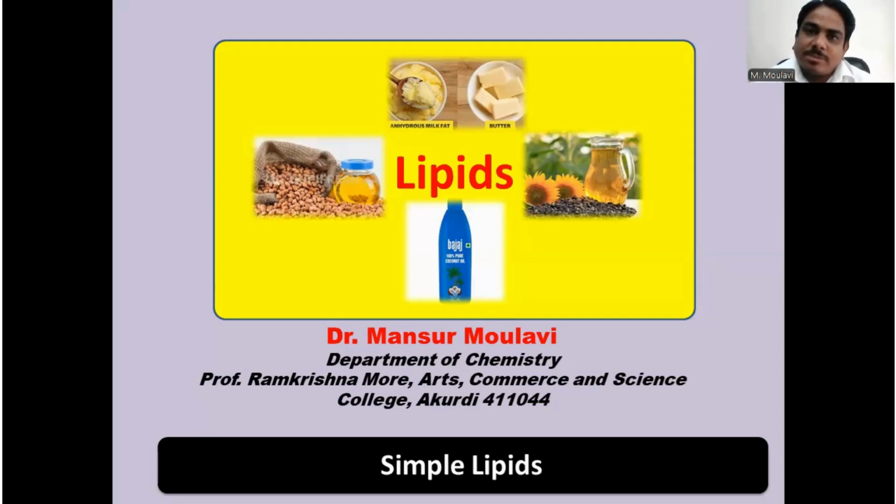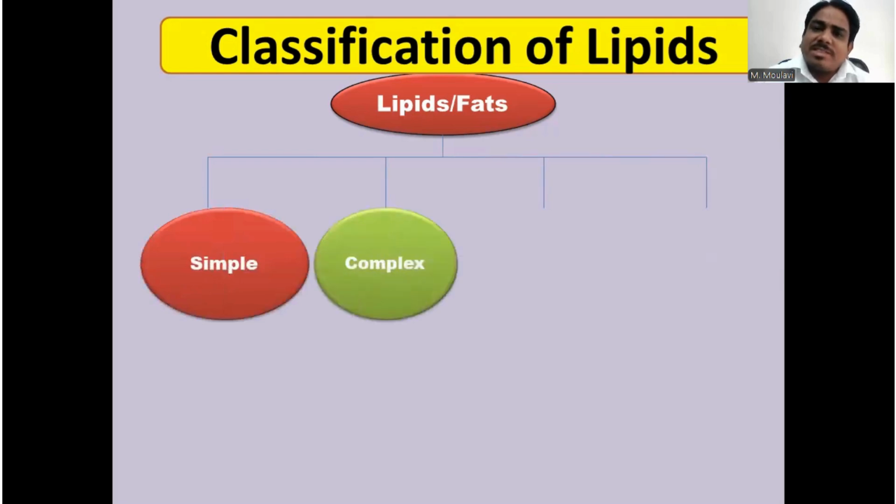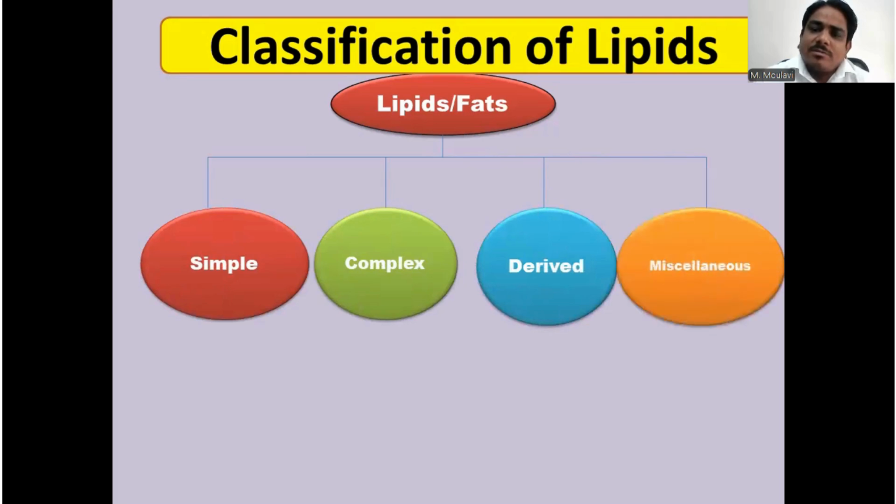Today I am explaining the simple lipids. In the first lecture, we had seen the definition, classification and the function of the lipids. There we saw the classification of lipids. Lipids are classified into four categories: simple lipids, complex lipids, derived lipids and miscellaneous lipids. In today's topic, we will talk about the simple lipids.